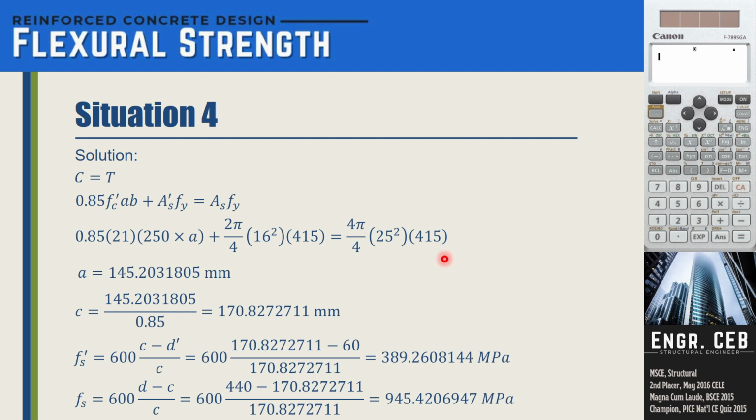Therefore, we have to repeat the process because it is not valid to assume that fs prime is equal to fy. But for the case of tension steel, the 415 in the right side of the equation is already correct. Okay, so tama na itong nasa right side kasi nasa 945 yung computed value natin, mas mataas sa 415. Pero ito, hindi pa tama. So we have to revise again the equation. Konting revision lang naman yung gagawin natin so that we can arrive with the true value of a.